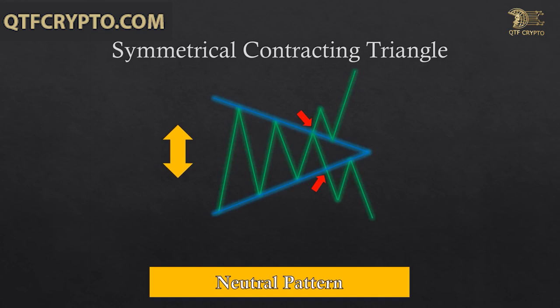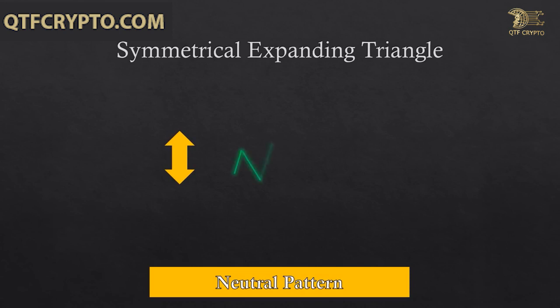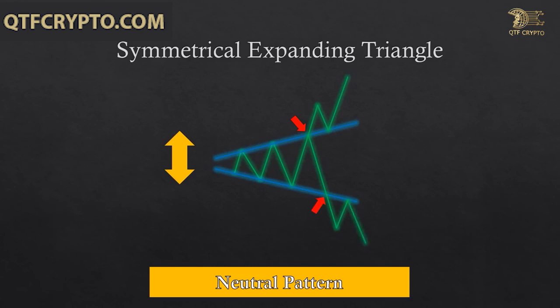The next triangle is called the symmetrical expanding triangle, and this one implies an increase in volatility that can be quite challenging to trade. If price breaks out of the pattern to the upside, the stop should be below the lowest low in the pattern or below a confirmed demand zone. If price breaks the pattern to the downside, the stop should be above the highest high in the pattern or above a confirmed supply zone. The target in all situations should be at least 3 times as big as the stop.